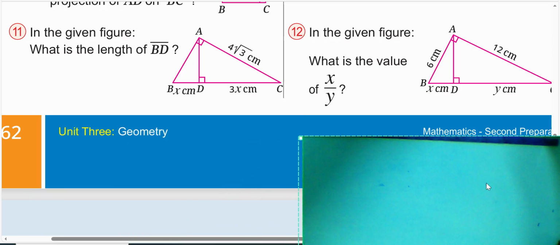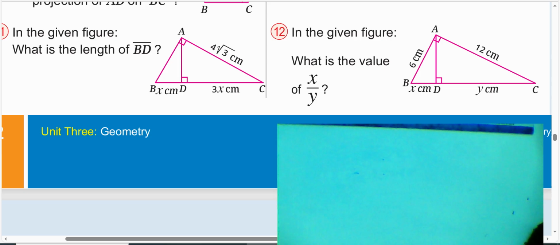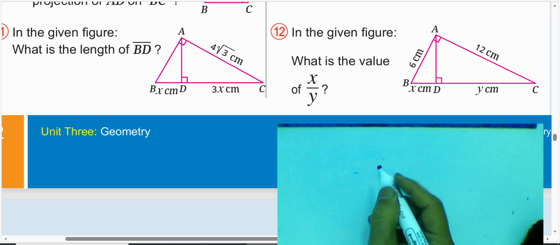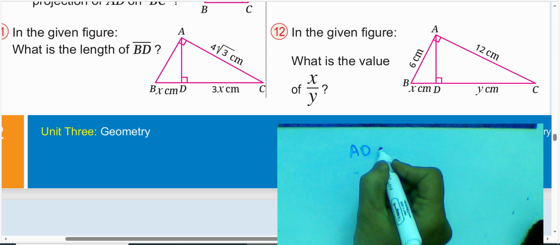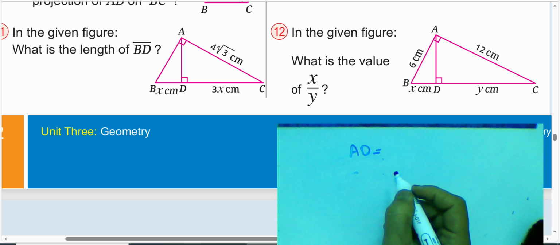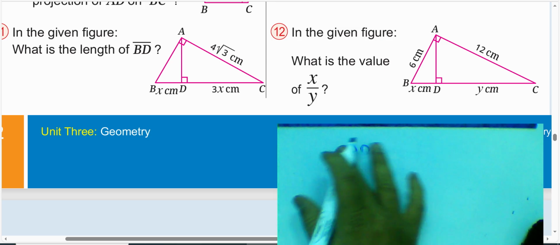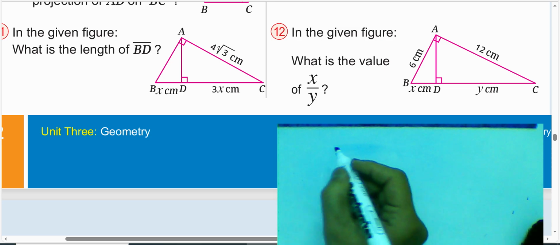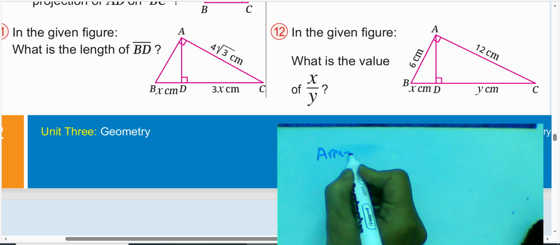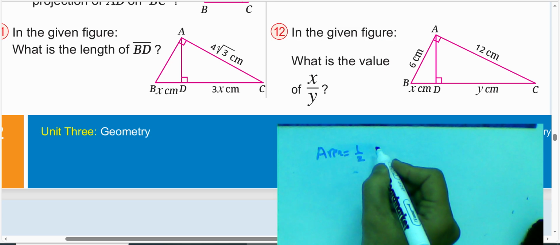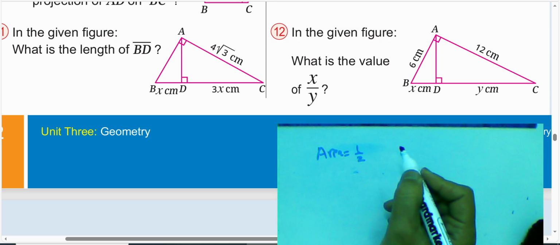What's the ratio of x and y? Question number 12. We want to find the ratio between x and y. Okay, we know ED power 2 equals x times y. We know the rule also about the area. Look here, the area of the triangle equals half times the base times the height.